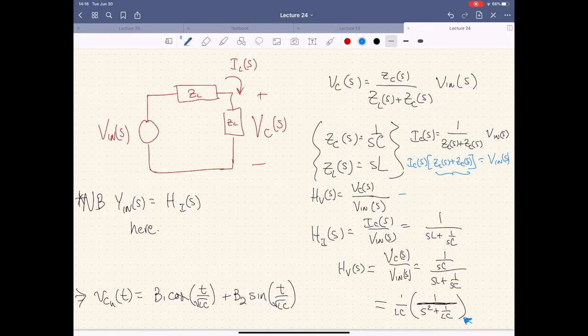So a couple of notes here. Y_N in this case is actually equal to H_I(s). Why is that? No pun intended. So H_I of s is this guy right here. And if we think about it, we said that this was our total impedance of the system. So then 1 over that would be the total admittance of the system. And so that's consistent with what we see going on here.